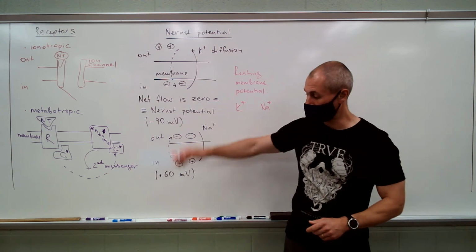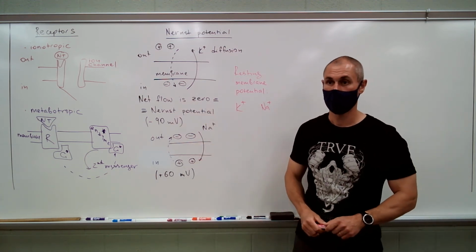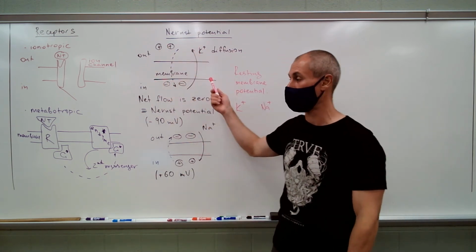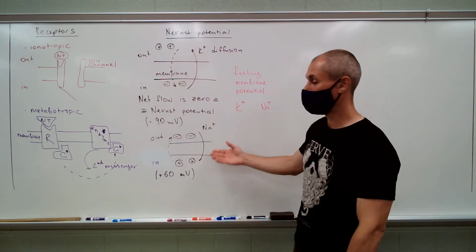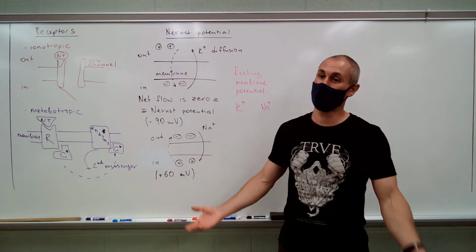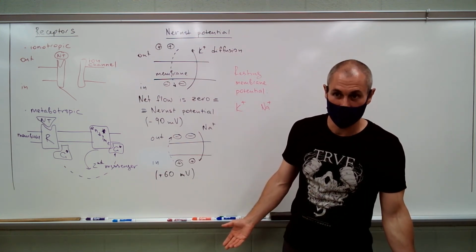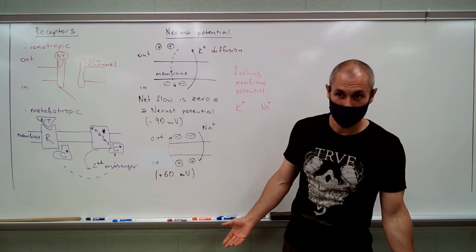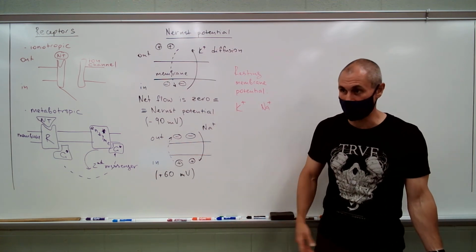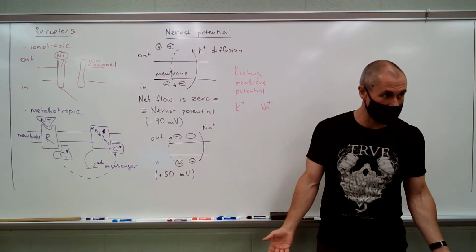Now look at the numbers. For potassium, that individual potential is negative 90. For sodium, it's plus 60. So what should we do? We should just put them together, right? That makes sense? Like seriously, I'm not kidding, I'm not joking. We should just put them together.